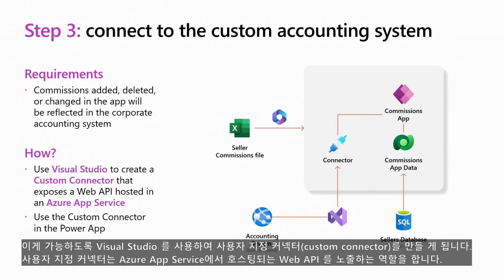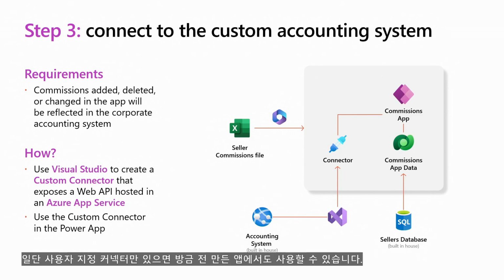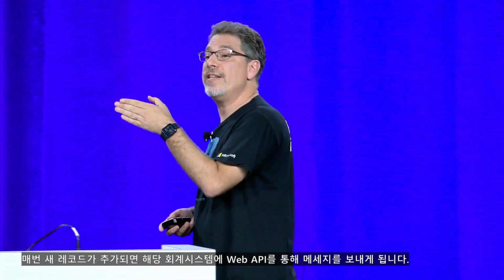And to make this happen, we will use Visual Studio to create a custom connector that will expose a web API from that system that is hosted in an Azure App Service. And once we have that custom connector, we will use it in the app that we just created. So every time that a new record is added, we will send a message to the accounting system, to that web API.